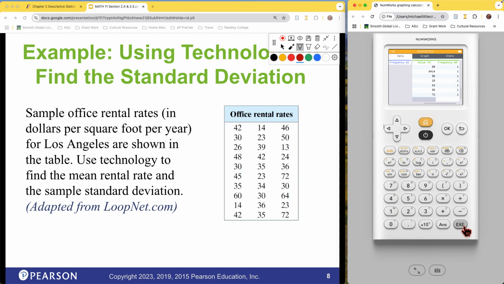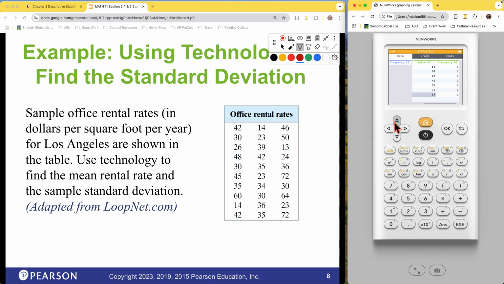I see I made a mistake up here. I put in 64 and 14 on the same line, so I'm going to come back up here and fix that. 64, and then I'll just put the 14 down at the end. They don't have to be put in order. It will all take care of that for us. Okay, but we put it all in.